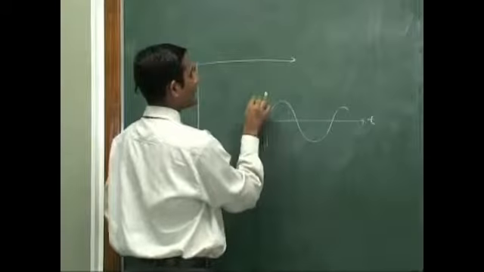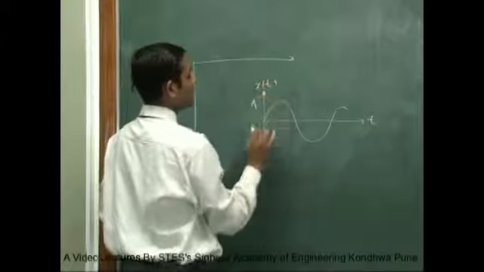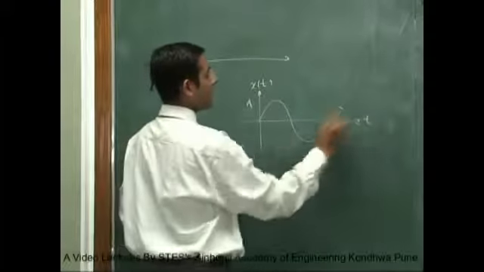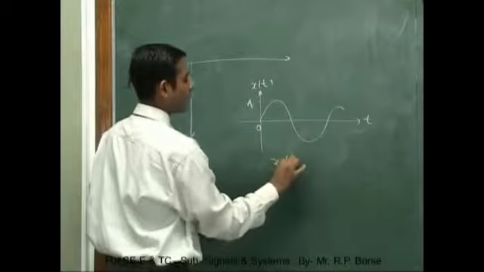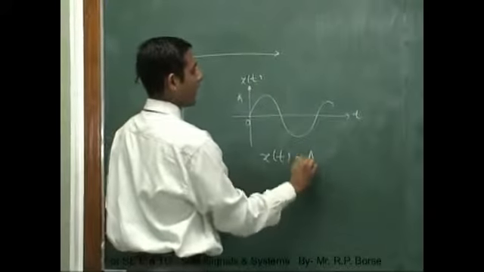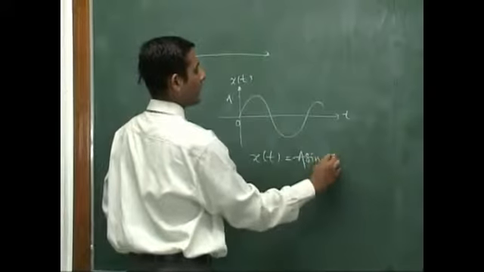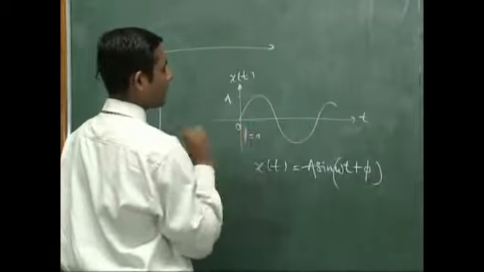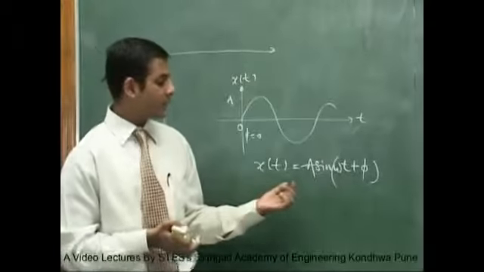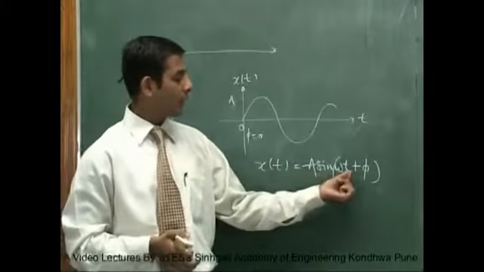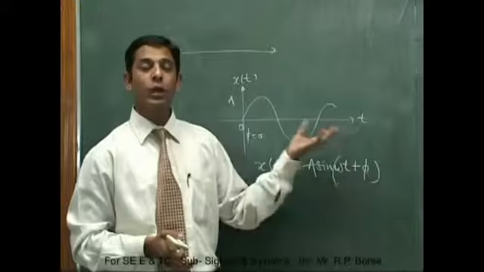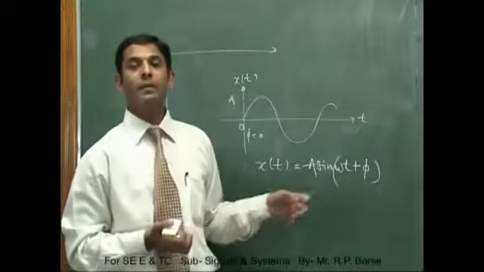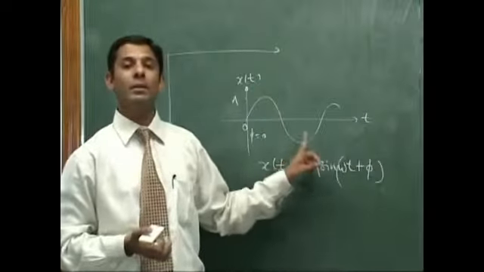it has two variables. Namely, if I say x of t, this is one axis, this is another axis. So when I say x of t is equal to, suppose, A sine of omega t, it may have another variable, say phi, also. Here in this case phi is 0. So there are different variables in this signal, namely A, namely t, namely phi. So what is the dimension of the signal? The dimension of the signal is that it is a one dimensional signal.